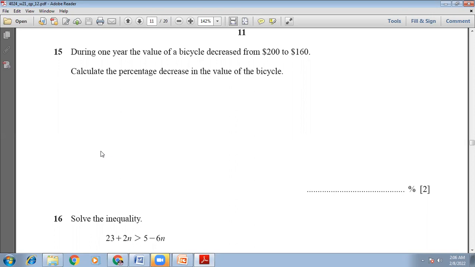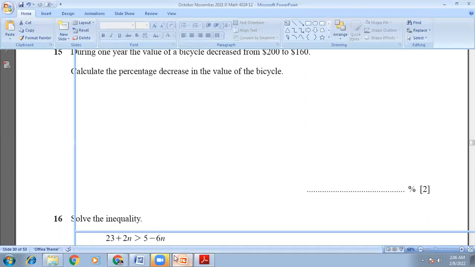During 1 year, the value of a bicycle decreased from $200 to $160. Calculate the percentage decrease in the value of the bicycle. So how much is the decrease here? 200 minus 160, the $40 is the decrease. The percentage decrease is decrease divided by the original value multiply 100. So let me show you.